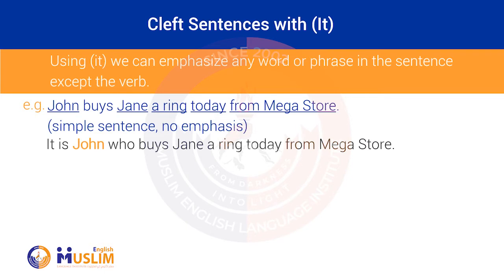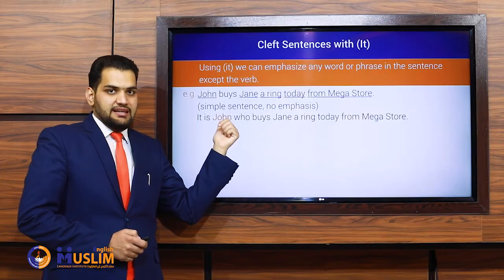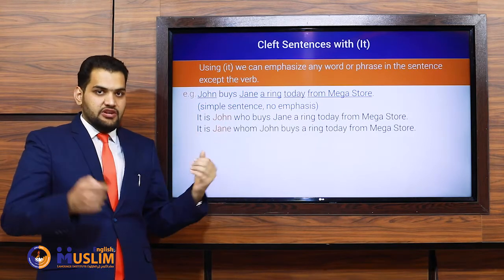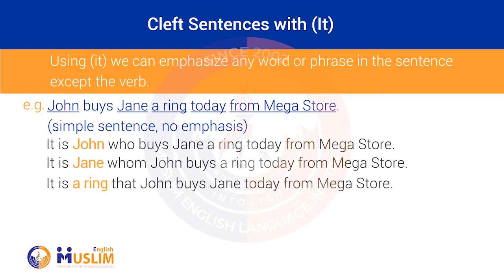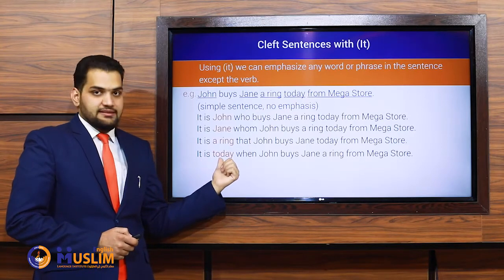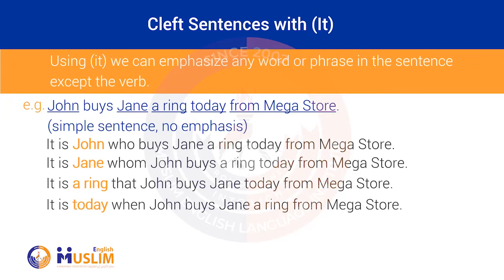But if I say, it is John who buys Jane a ring today from Megastore, in this sentence, the highlighted part is emphasized, John. I can also emphasize Jane. It is Jane whom John buys a ring today from Megastore. Or, it is a ring that John buys Jane today from Megastore. Or, it is today. So since it's a time expression, we have to use when. It is today when John buys Jane a ring from Megastore.